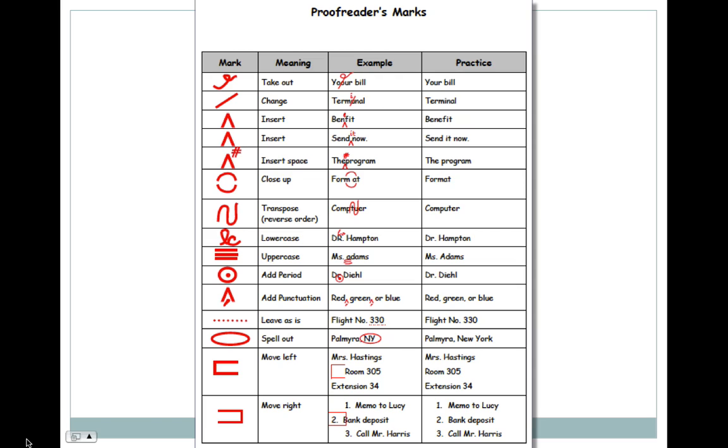Get to know these because you will be using them on other people's papers when you peer edit, and I may be giving you documents back with these marks on them, and you need to know what the heck the little red squiggly marks on your paper are all about.